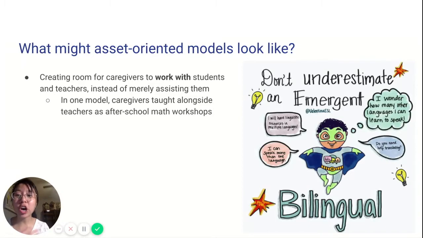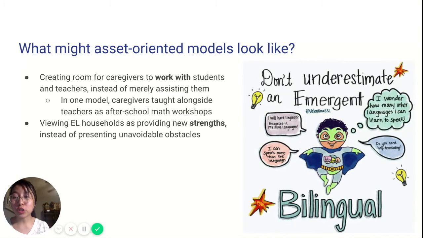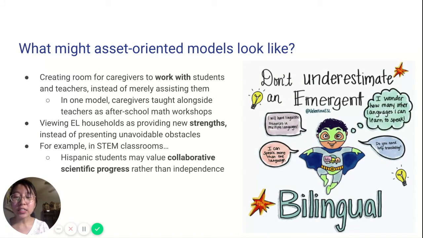So in one model, caregivers taught alongside the teachers at after-school math workshops. You can also see different strengths that EL households might present, unique assets that can bring to the classroom a benefit above and beyond perhaps a traditional all English speaking only classroom. So for example, one study looked at STEM classrooms and found Hispanic students may value collaborative scientific progress rather than an independent, individualistic working style. And you can imagine the world of science, where it requires lab groups and collaboration among different scientific groups. This is such a positive mindset to have in the classroom.